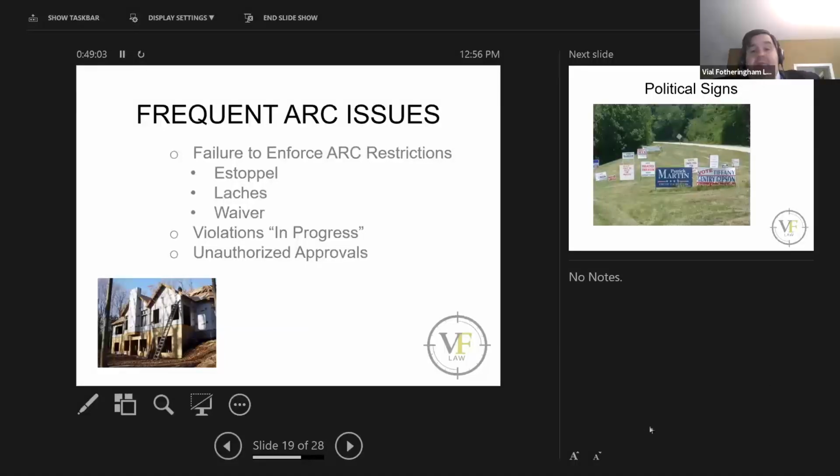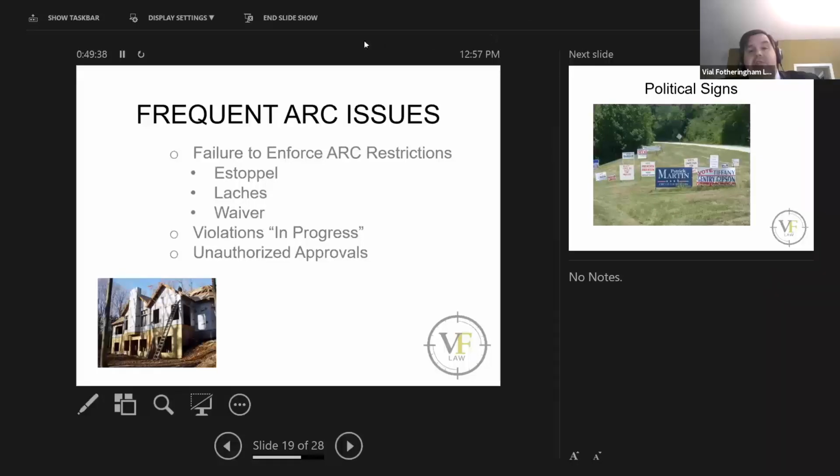All right, quickly in the last few minutes we have left, what are some frequent ARC issues? Well, failure to enforce is often an issue that I get called in to help clean up. There are some defenses that get made all the time. Estoppel is you can't do this because you don't have clean hands. You've allowed it somewhere else. You're prevented from doing it, or you allowed it, so now you can't come back and enforce it.